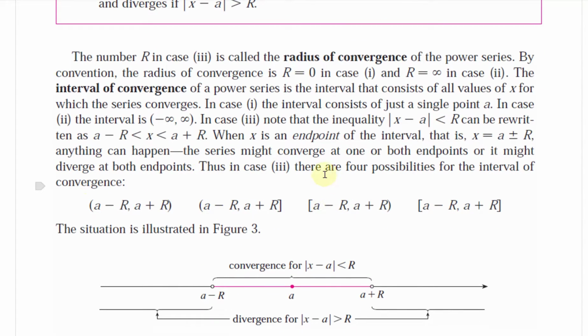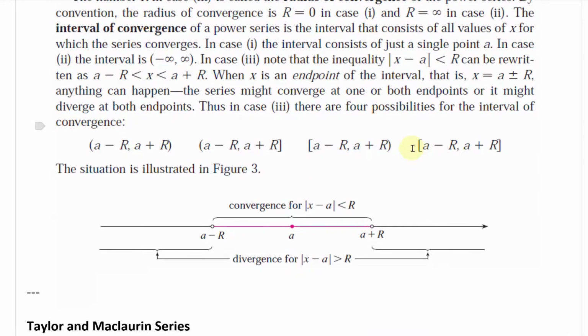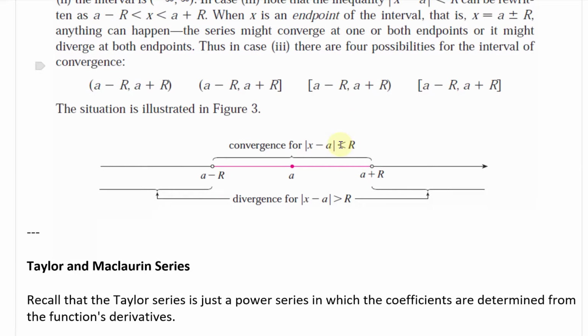So we're going to have four cases: an open interval right here where the endpoints don't converge, a close bracket on the right which converges on the right, a close bracket on the left which converges on the left, or close brackets on both, which converges at both endpoints. And here's an illustration. Convergence is inside, within this radius, and divergence outside. Then we put a circle there, not filled, because it could converge or diverge. But this one here is going to be filled because it's always convergent at a.